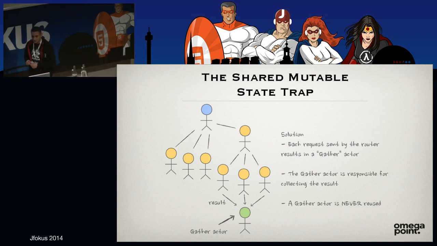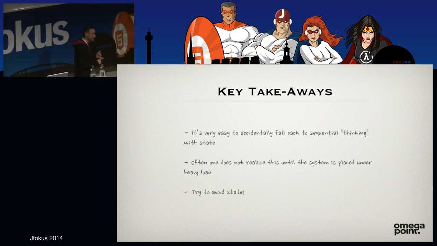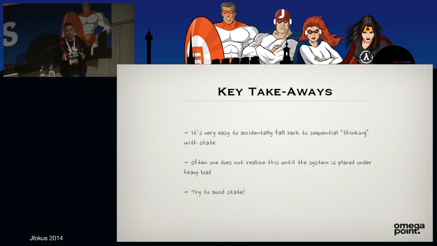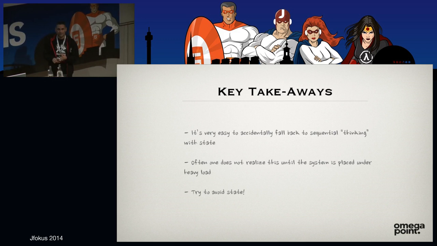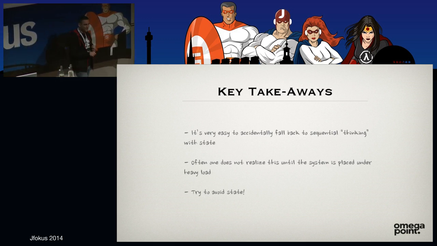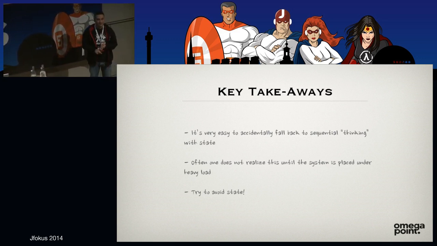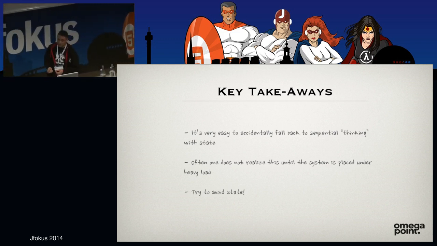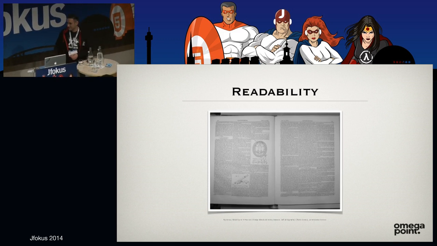So the key takeaways from this: first of all, how did we make this mistake, even though we really know you should never have a shared mutable state? Well, first of all, it's easy to accidentally fall back into this sequential thinking. And the fact that Akka is so fast, and you don't put your system under heavy load that often, you don't see it. So as soon as you put your system on heavy load, well, these kind of problems appear, of course. And I guess the main takeaway is avoid state. Don't use it. State is evil. State is evil.